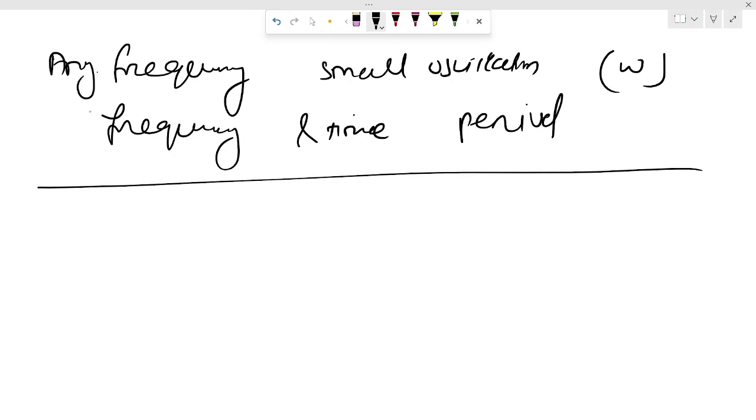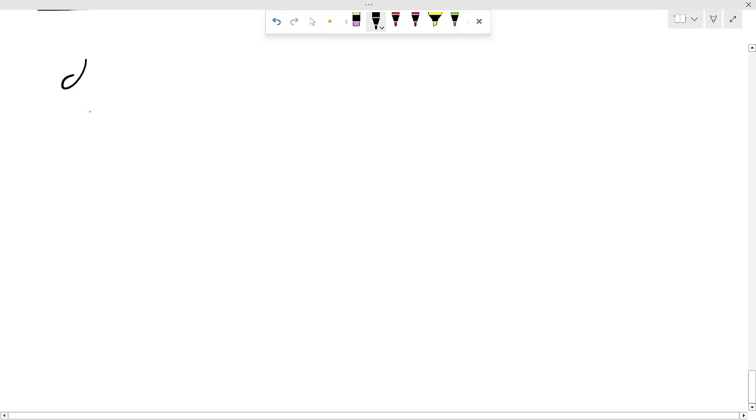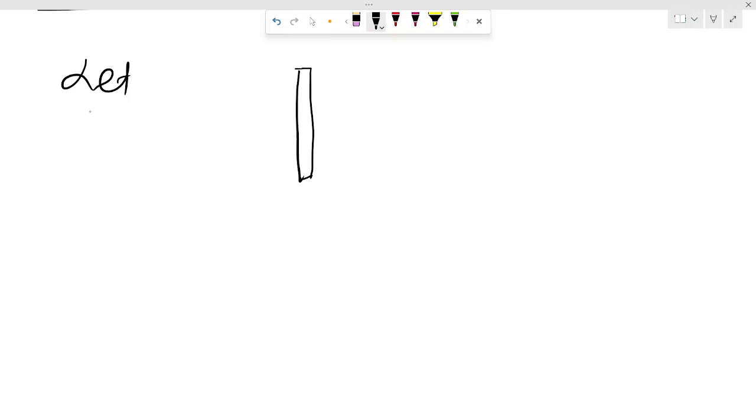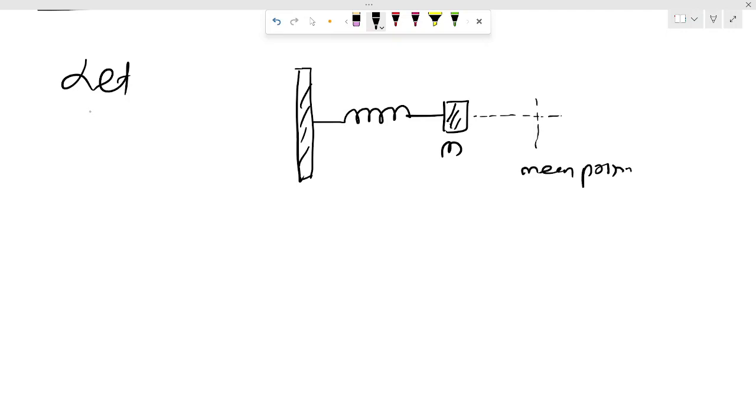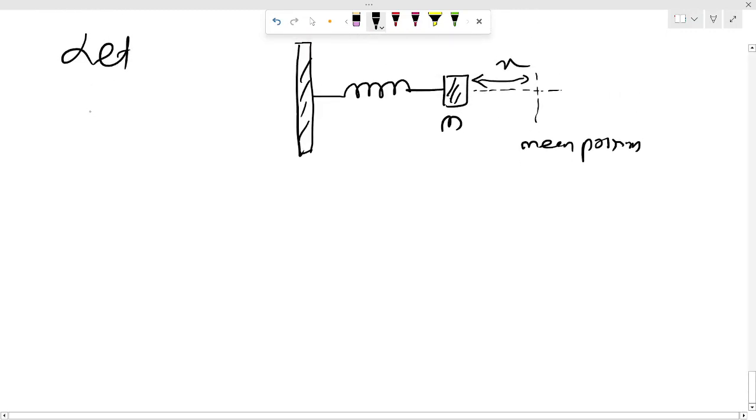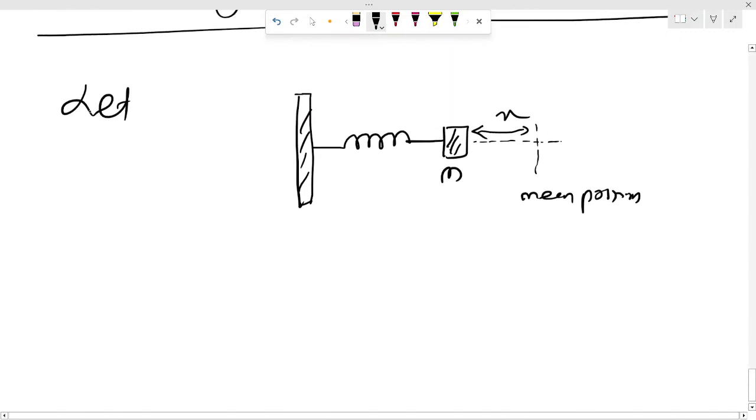Okay, so let I am taking a spring, a rigid support here, and with a spring I have a mass that is m, and let me displace it from its mean position. This is your mean position. I am taking the small oscillation. Okay, this is the application of your stable equilibrium or your stability analysis.